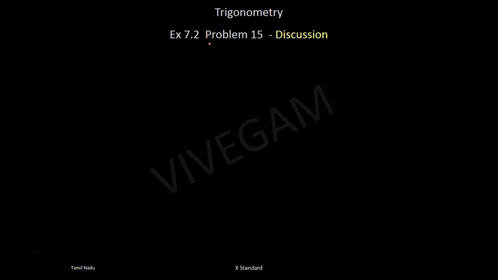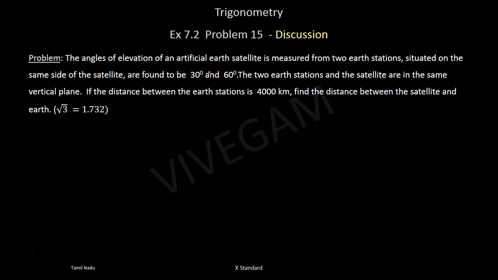Exercise 7.2, Problem 15, Discussion. The angles of elevation of an artificial Earth satellite, measured from two Earth stations situated on the same side of the satellite, are found to be 30 degrees and 60 degrees. The two Earth stations and the satellite are in the same vertical plane. If the distance between the Earth stations is 4000 kilometers, find the distance between the satellite and the Earth.